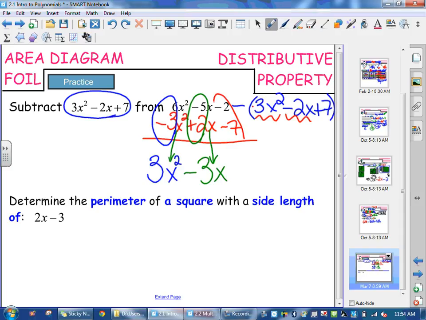Lastly, we've got our constants. We're going to add them: negative 2 plus negative 7. If you're confused about negative numbers and you're trying to do it in your head, please check your answers on your calculators, because sometimes we do opposite operations with our negatives.